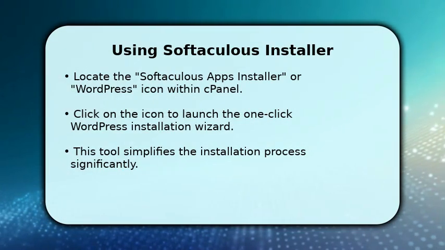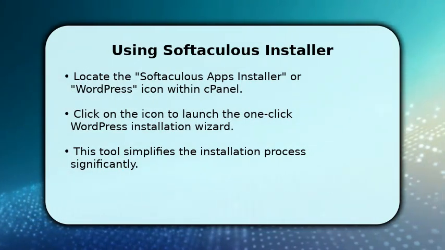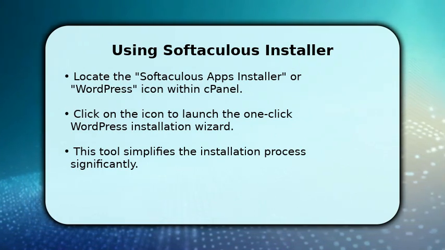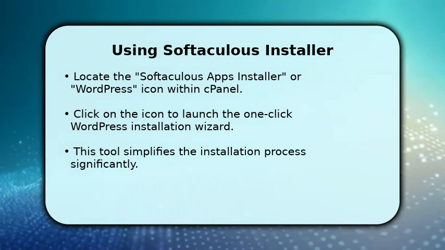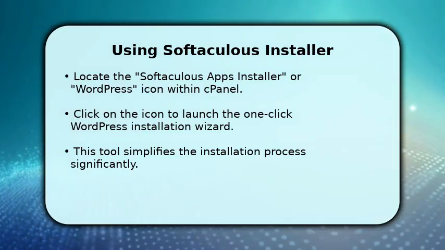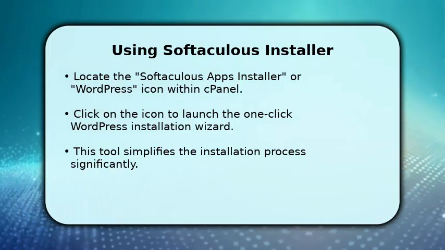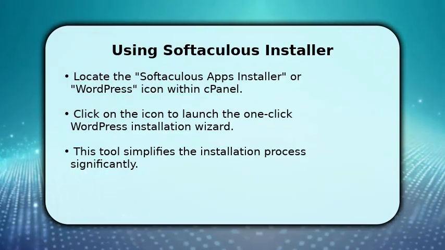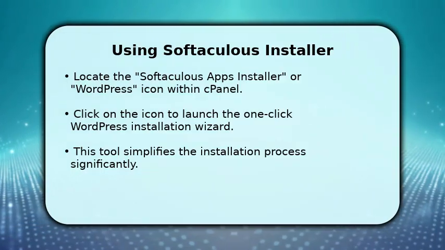Once inside CPanel, look for the Softaculous Apps installer or a direct WordPress icon. These are usually found under the software section. Clicking this icon will launch a user-friendly wizard designed to make installing WordPress incredibly simple. This one-click installer handles many technical steps for you, saving you valuable time and effort.